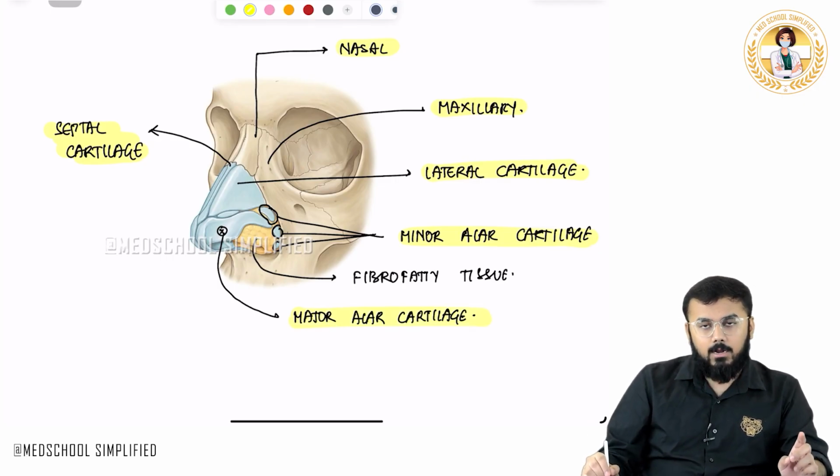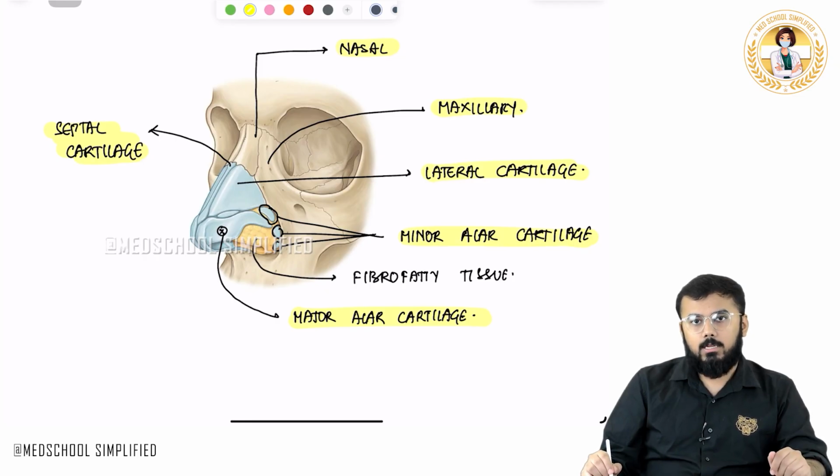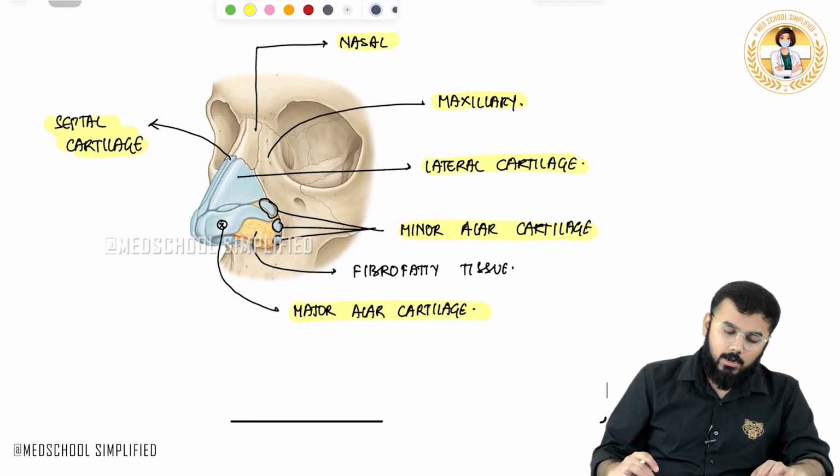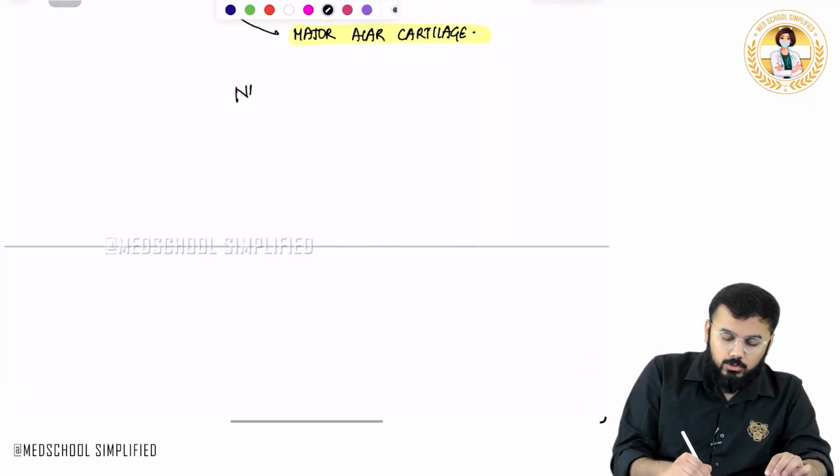How many septal cartilages are there? 1. How many lateral cartilages are there? 2. How many major alar cartilages are there? 2. And how many minor alar cartilages are there? They are multiple. Okay. Now, let us see how many bones form the nasal septum.